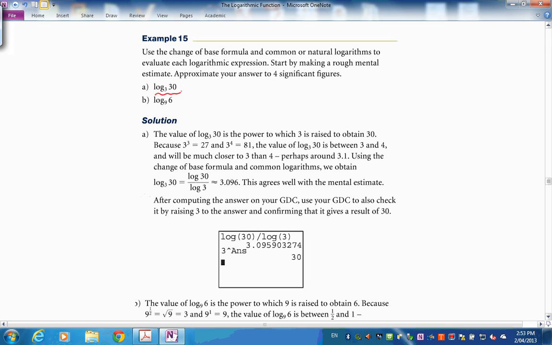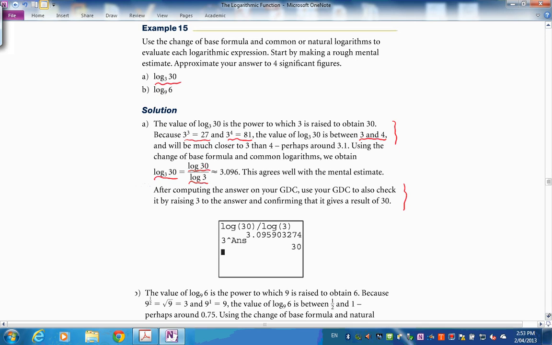So log to the base 3 of 30, what will you do? Go straight to the definition. It's log to the base 10 of 30 over log to the base 10 of our new base, the conversion factor. Okay, so we could do that. Pearson's is saying you could make an approximation, because 3 cubed is 27 and 3 to the 4th is 81. The value of log to the base 3 of 30 is somewhere between 3 and 4, closer to 3. Okay, and then you can check it on the calculator.